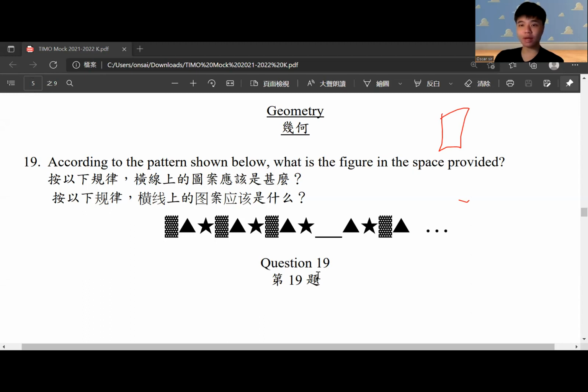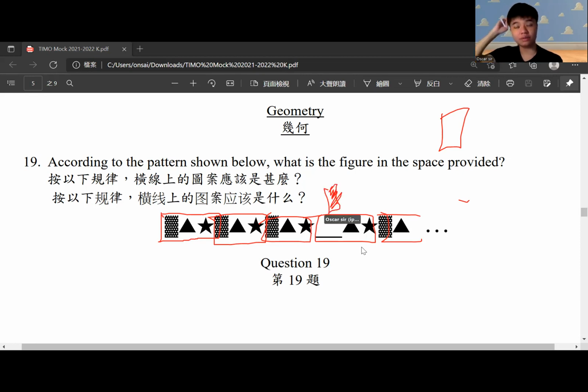In this situation, we are finding some patterns, some graphics, some figures. Some figure is always repeated. We can find rectangular, triangle, and then the star. We can find that these three figures are always repeating. There is the pattern: rectangular, triangle, star. Rectangular, triangle, star. So we can easily find it. This is the rectangle.